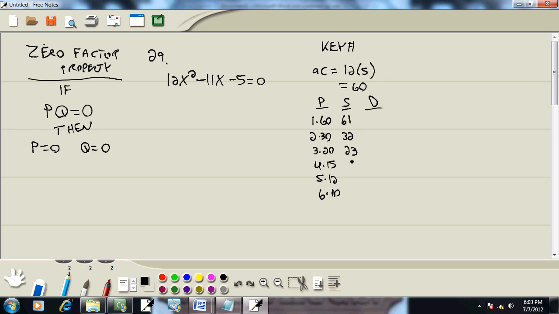3 plus 20 is 23. 4 plus 15 is 19. 5 plus 12 is 17. 6 plus 10 is 16. Difference column. We subtract smaller from larger. 60 minus 1 is 59. 30 minus 2 is 28. 20 minus 3 is 17. 15 minus 4 is 11. 12 minus 5 is 7. And 10 minus 6 is 4. The number we're looking for is the number in the middle term, which is 11, which is right here, which means we're going to use 4 and 15.